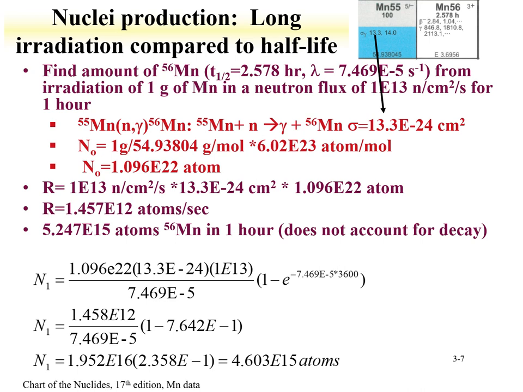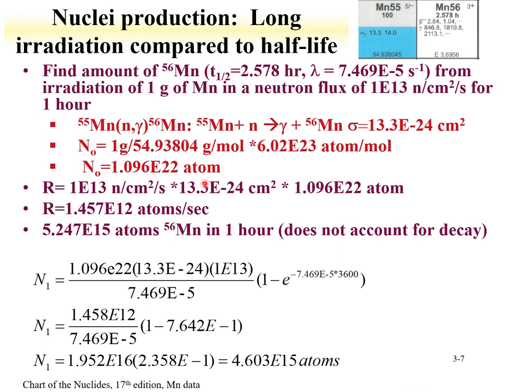We need to get the number of manganese targets. Said there's a gram of manganese. All manganese is manganese-55. The molecular weight of that manganese-55 is listed here. So we have a way of calculating the number of manganese targets from 1 gram that's sitting in the neutron flux. Let's use our equation.